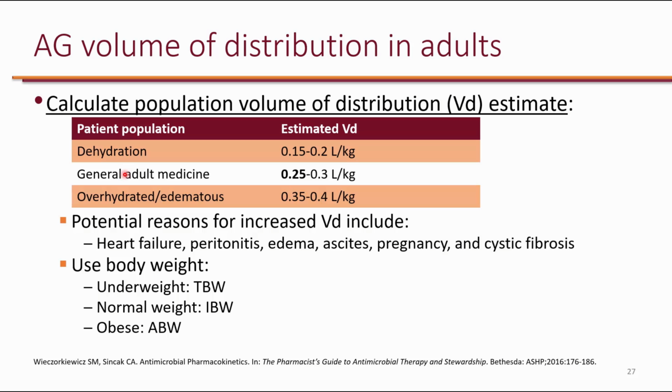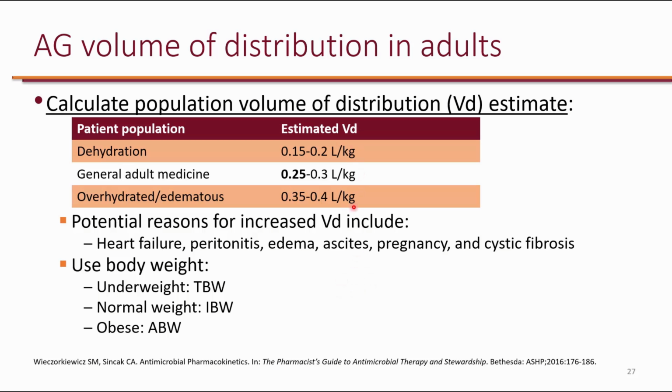In someone with normal fluid status, so in a general population, the estimated volume of distribution is about 0.25 liters per kilogram. Now, if someone is dehydrated, this volume of distribution will be reduced. So for the purpose of this class, we're going to use the number 0.15 liters per kilogram. On the other hand, if someone is overhydrated, the volume of distribution will be increased. So we're going to use 0.35 liters per kilogram in this class. Of course, some reasons for fluid overload are heart failure, peritonitis, edema, ascites in patients with cirrhosis, pregnancy, and cystic fibrosis. You will learn about cirrhosis and ascites in your GI course.